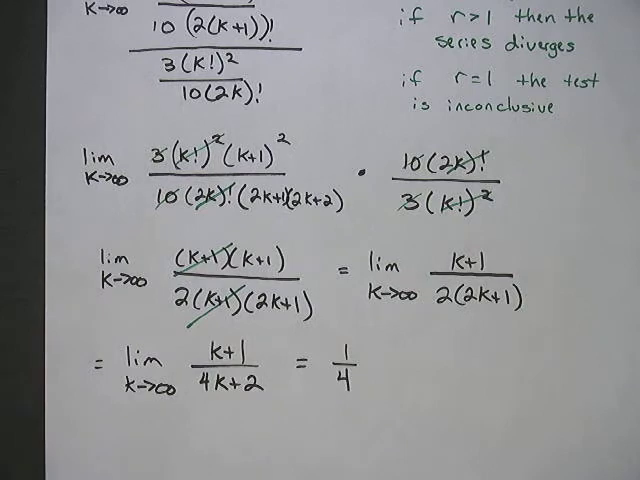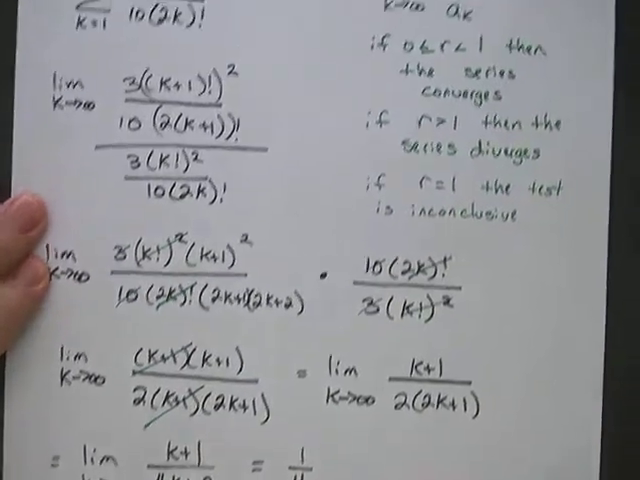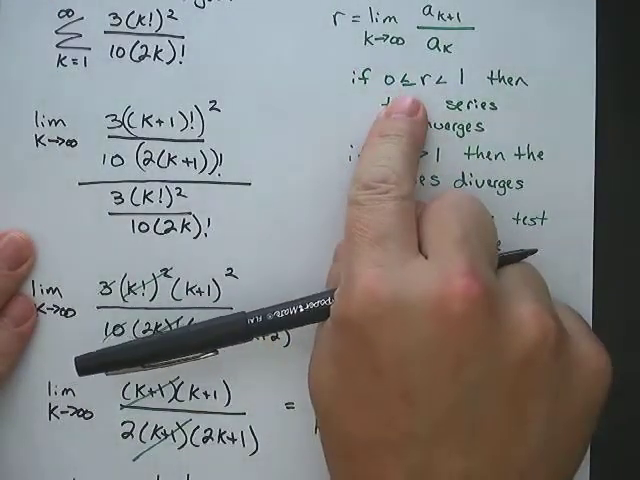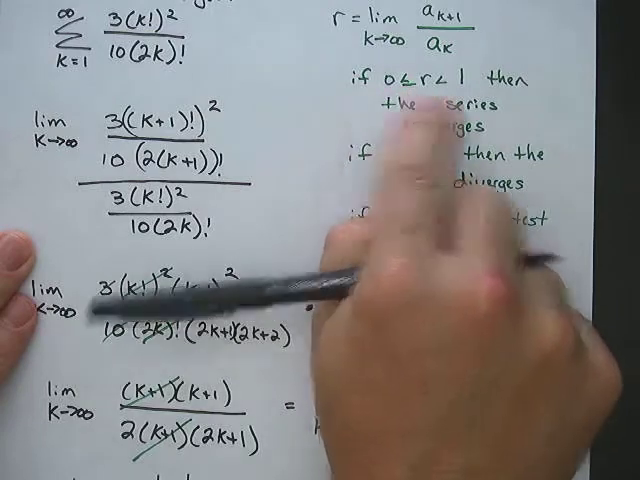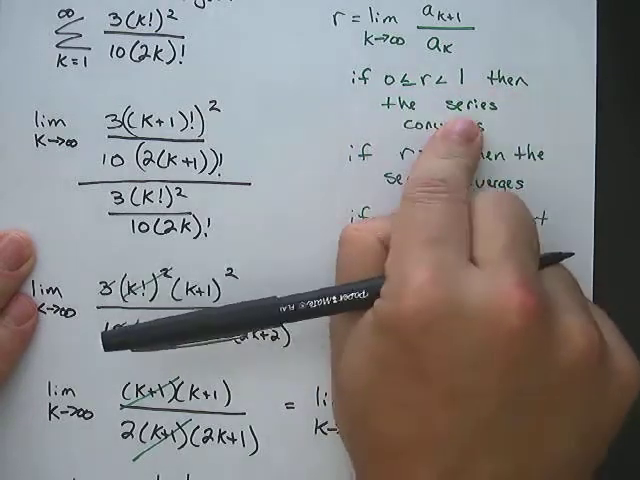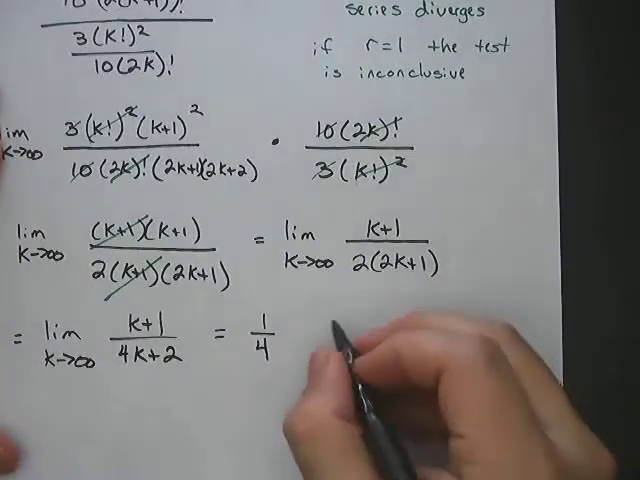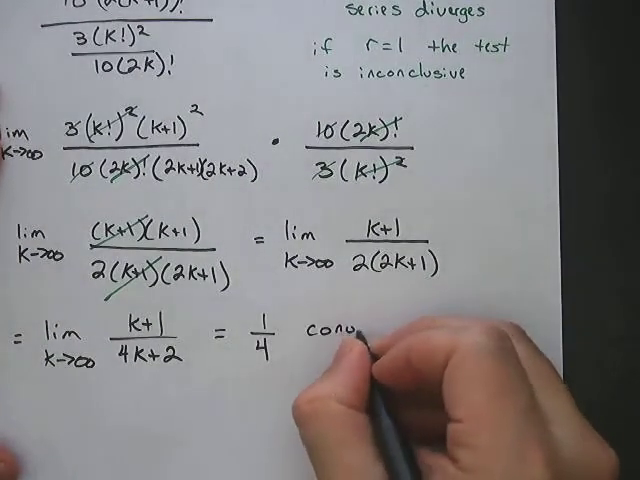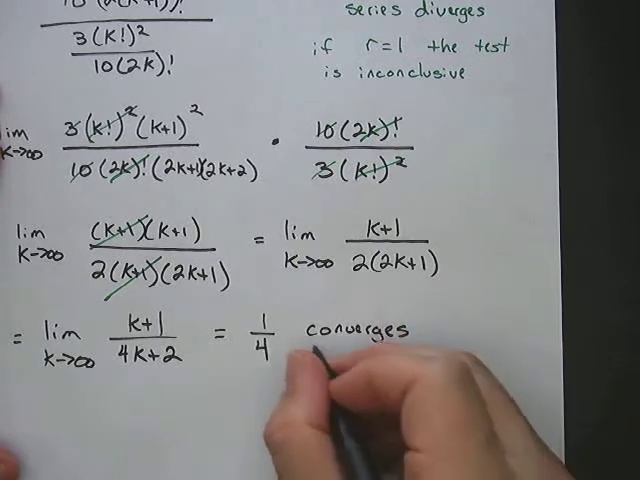Okay. That being the case, we go back up here to our rules and we say, okay, it looks like it's this one because a fourth is between 0 and 1. It says if you get an answer that's between 0 and 1, then you can say the series converges. So we can say it converges. And that's it.